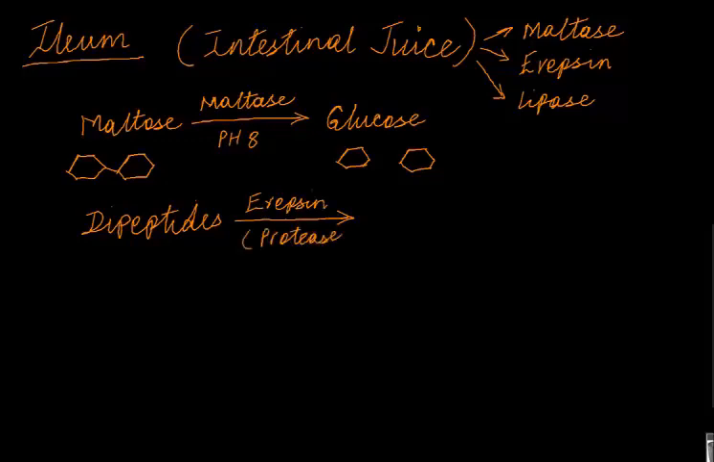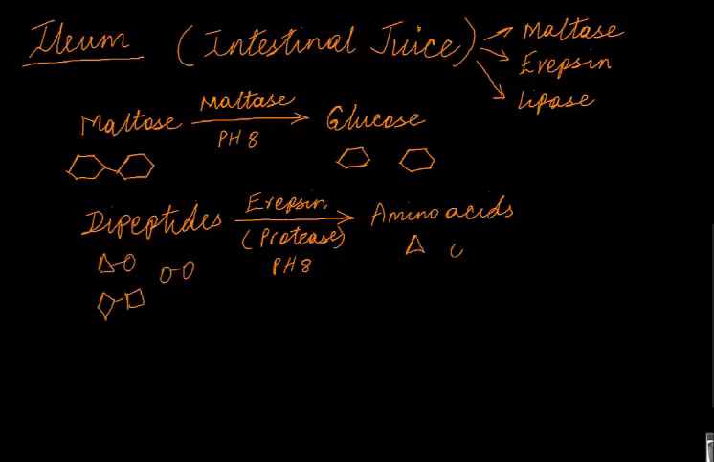Secondly, the dipeptides will now finally, at pH 8, with the help of erepsin, which is also a protease, be changed into amino acids. Now remember, dipeptides had this structure. Now they'll be broken down into individual amino acids which have no link with each other. And these can then be absorbed into the blood and then taken to the cells and used to make our own proteins. Clear?